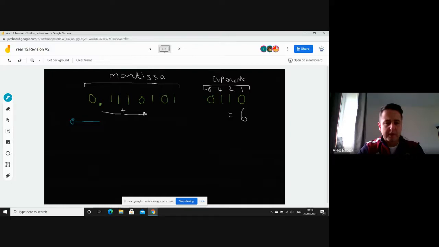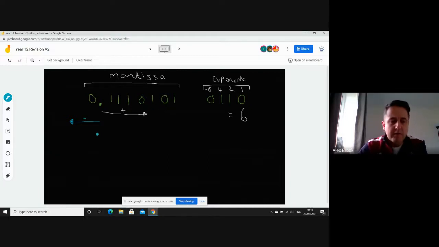Okay, so the number gets smaller. If it's negative, it moves that way. If it's positive, it moves that way. So we know that because the exponent is 6, the decimal place is going to move 6 times, and then drop where it needs to.